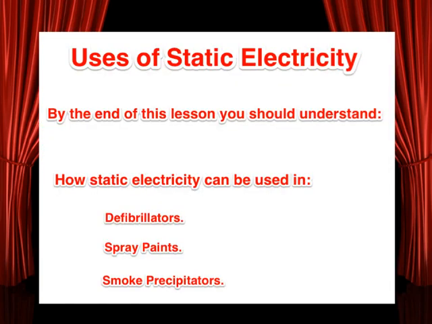Okay, so let's have a look at our objectives for this lesson. Now we're going to be looking at the uses of static electricity. So by the end of this lesson you should understand how static electricity can be used in these three methods. First one, defibrillators, the second one, spray paints, and the third one, smoke precipitators.